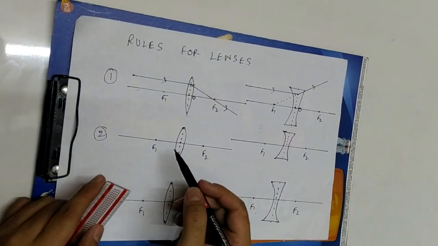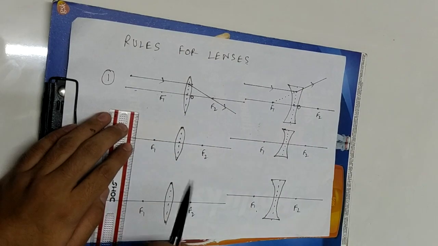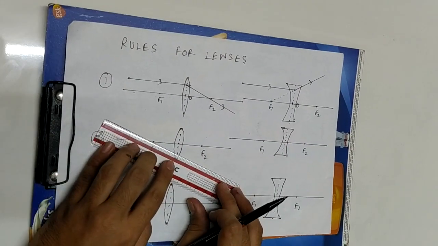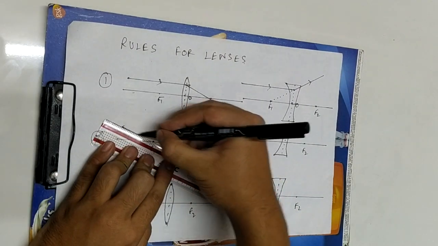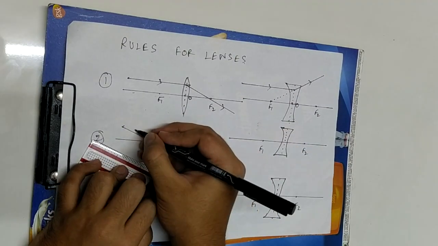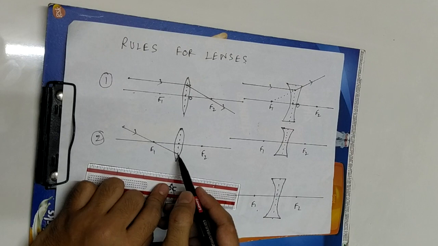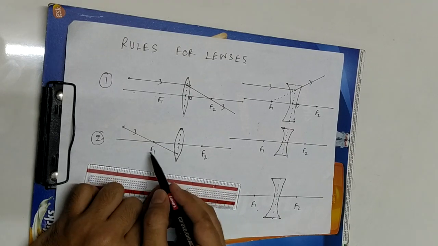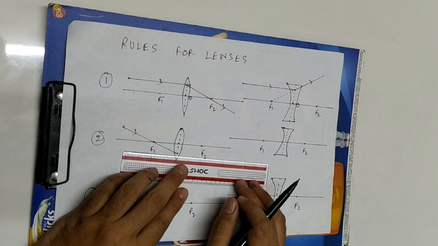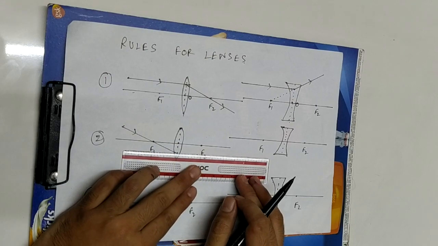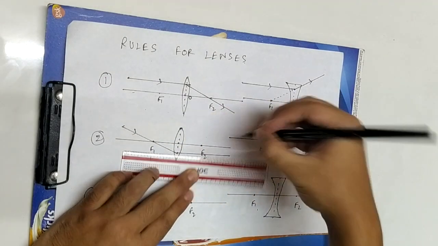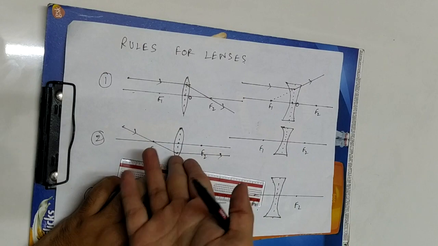Now the second rule will be, whatever ray is traveling through the focus, any guesses? It will become parallel. See, for a concave mirror it would become parallel and come back like this, but here because it passes through, it will become parallel and go like this. See, it is very similar to the mirrors.